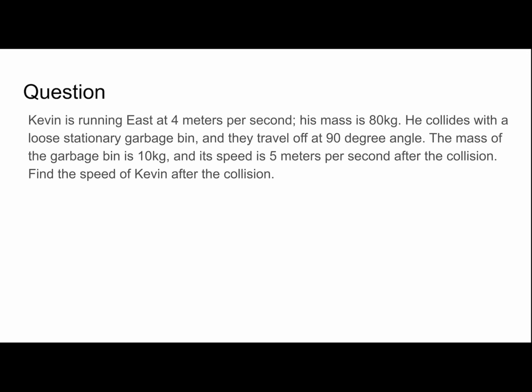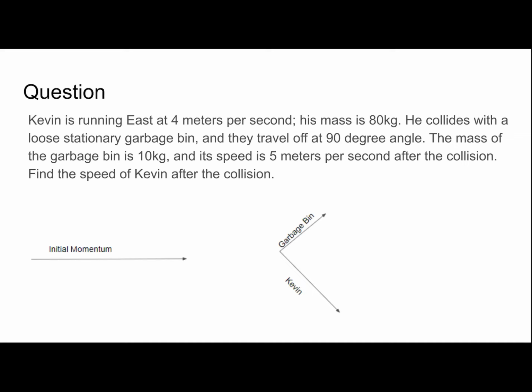And so here's an example question. Kevin is running east at 4 meters per second. His mass is 80 kilograms. He collides with a loose stationary garbage bin, and they travel off at a 90-degree angle. So they travel off at right angles to each other. The mass of the garbage bin is 10 kilograms, and its speed is 5 meters per second after the collision. Find the speed of Kevin after the collision.